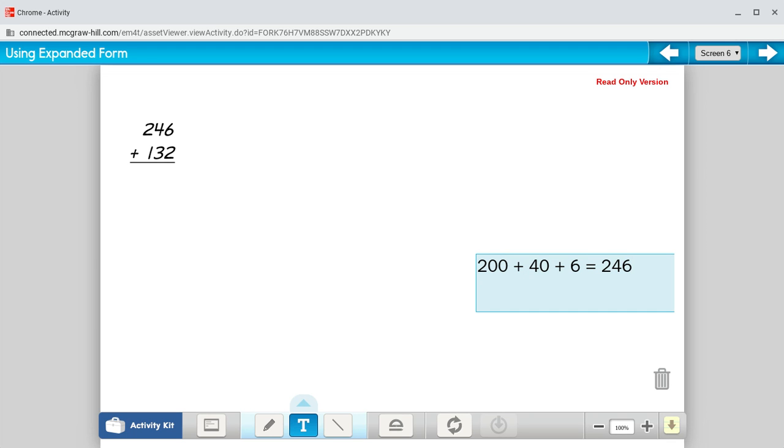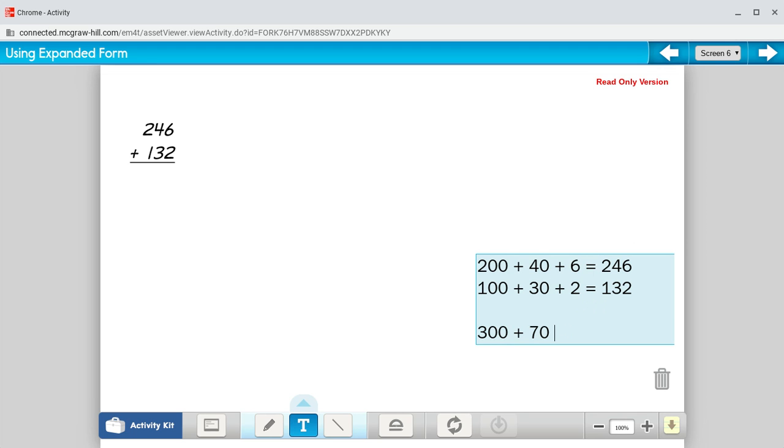All right, 132. Say it with me. 100 plus 30 plus 2 equals 132. All right, now I've got to add these really big numbers together, but you know what? I made it super easy for myself because I broke it into hundreds, tens, and ones. And the only numbers that are not zeros in the ones place are these guys here. So 200 plus 100 more is going to be 2 plus 1 is 300. 4 plus 3 is 7, or 40 plus 30 is 70.